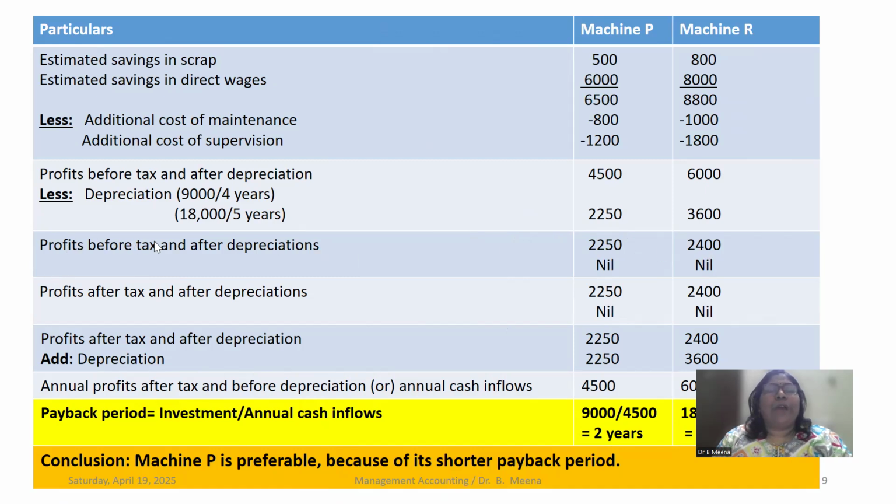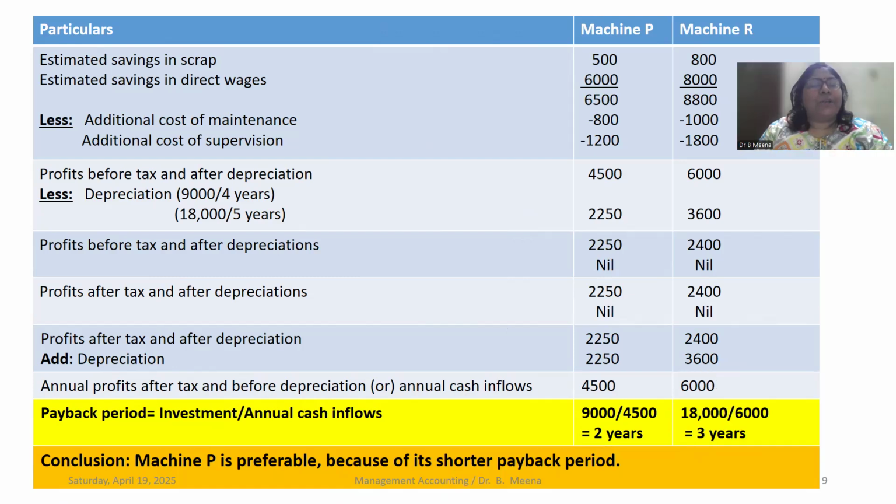The profits before tax and after depreciation. Okay, so profits after tax. There is no tax. So whatever answer we are getting, 2,250 and 2,400, is profit after tax and depreciation. Then the annual cash inflow is always inclusive of depreciation. So add the depreciation once again, then you will get the annual cash inflow. Then investment divided by annual cash inflow, you will get the answer.